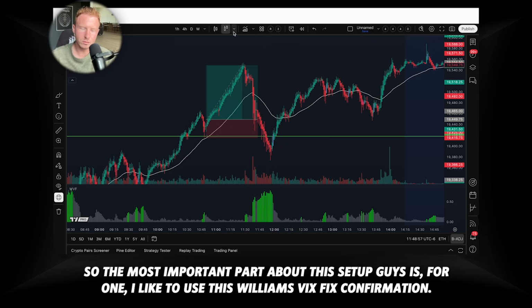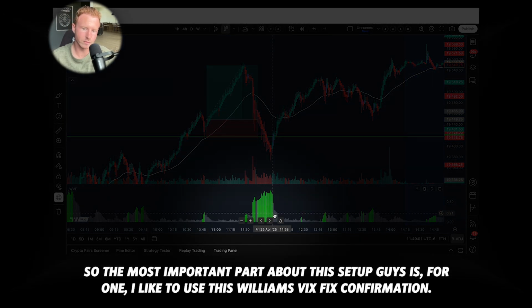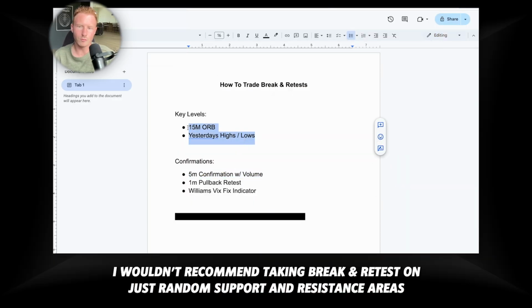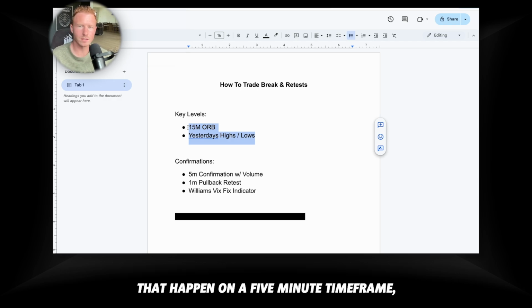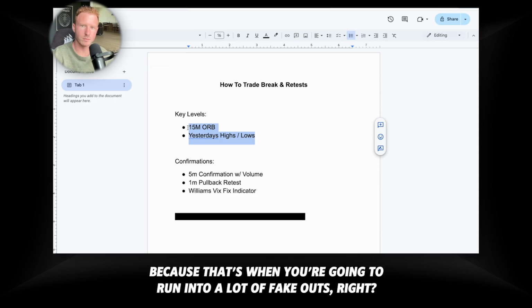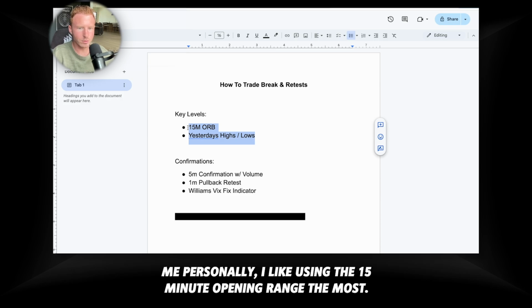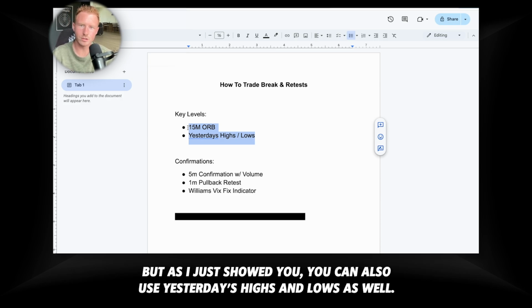Okay. So the most important part about this setup, guys, is for one, I like to use the Williams VIX Fix confirmation, but also it's the key levels. Okay, I wouldn't recommend taking break and retests on just random support and resistance areas that happen on a 5-minute time frame or something just really basic, right? Because that's when you're going to run into a lot of fake outs, right? We want to take them on those key levels. Me personally, I like using the 15-minute opening range the most, but as I just showed you, you can also use yesterday's highs and lows as well.